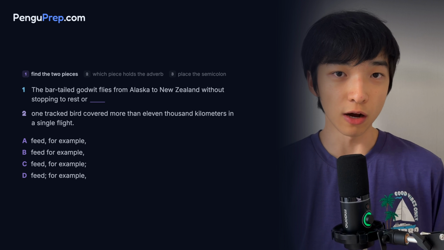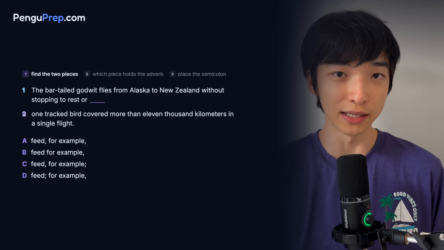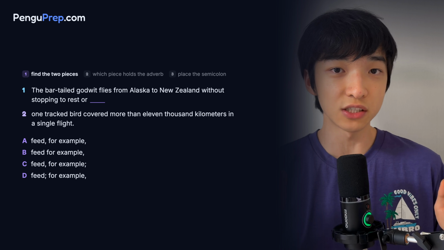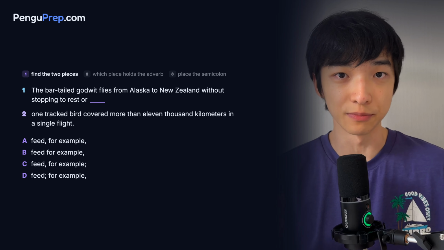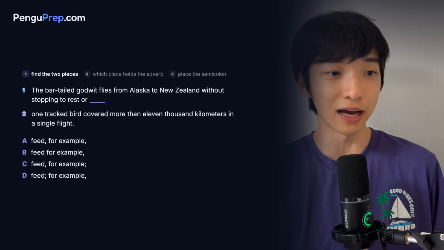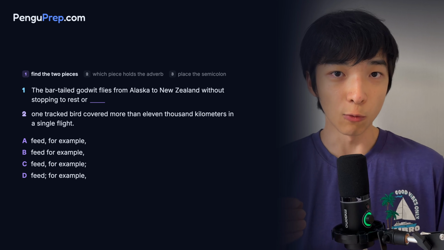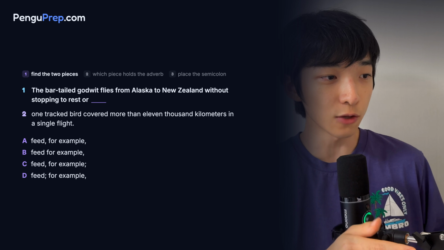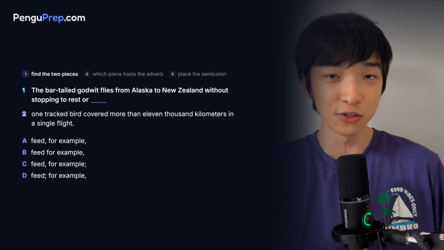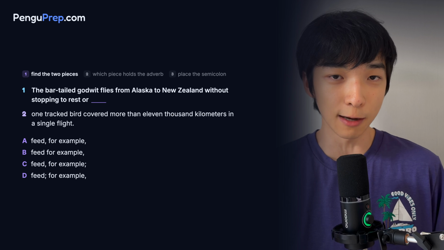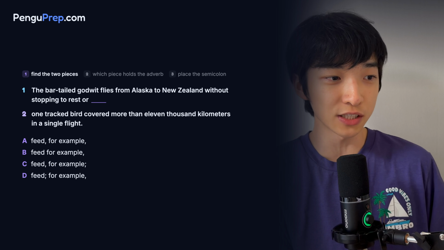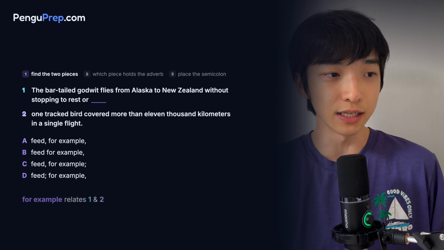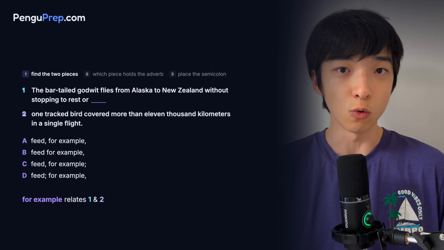Once you've classified a problem as a conjunctive adverb between 2 independent clauses, you need to take 3 steps to solve it. First, you need to find the 2 pieces which the conjunctive adverb needs to relate. Here, the conjunctive adverb is for example. Now, what does for example need to relate here? It needs to relate the claim that a godwit can fly from Alaska to New Zealand, a very long distance, without stopping, and the example that a particular bird covered 11,000 kilometers in a single day. So, for example, needs to relate the first piece with the second piece.